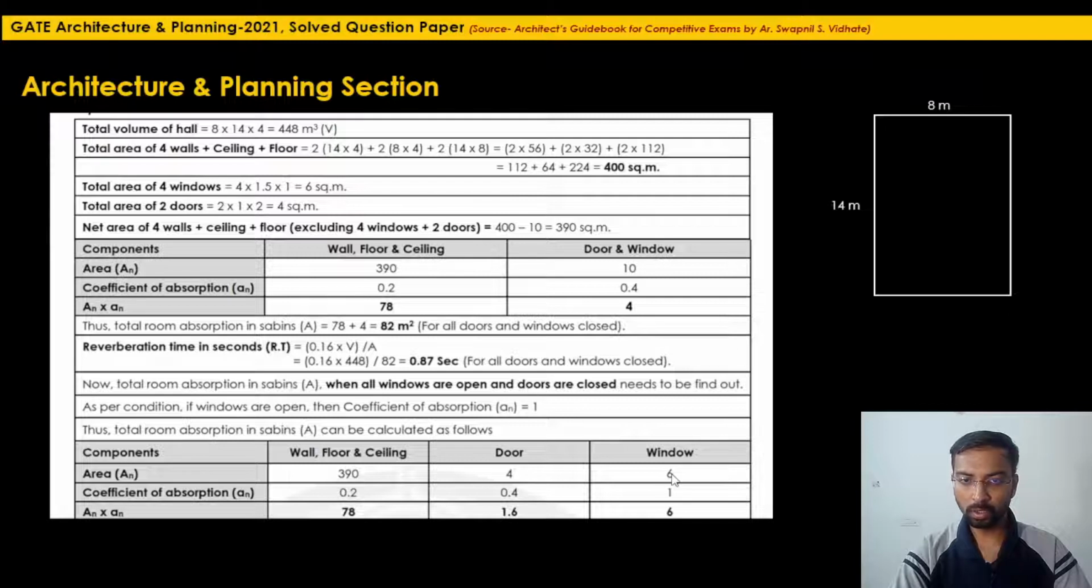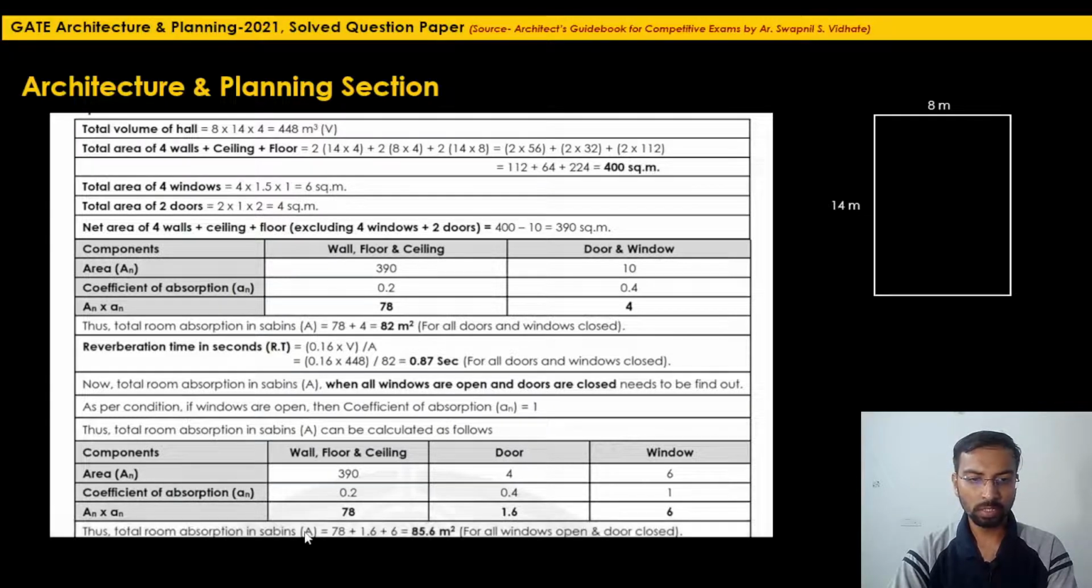Now for windows, 6 is the total area of window into 1, because the windows are open and right now the coefficient of absorption will be 1. So just do the addition of these three figures. So this will be the total room absorption as per the new condition. So 78 plus 1.6 plus 6 together will be 85.6 meter square. This is the total room absorption in Sabins for all windows open and doors closed.